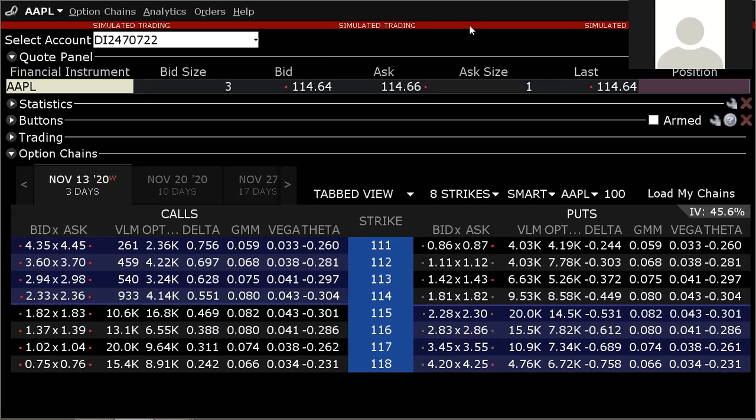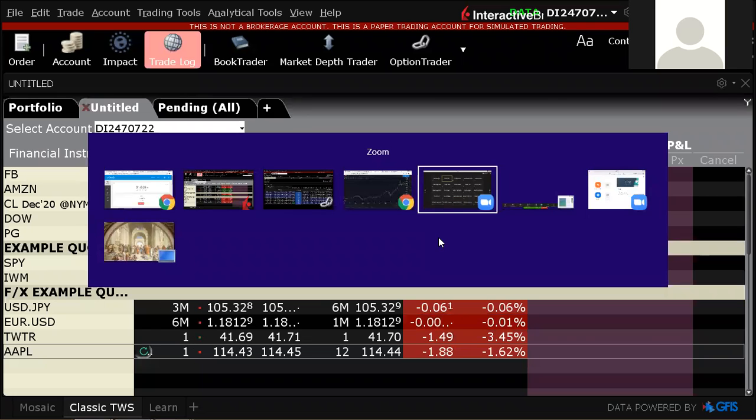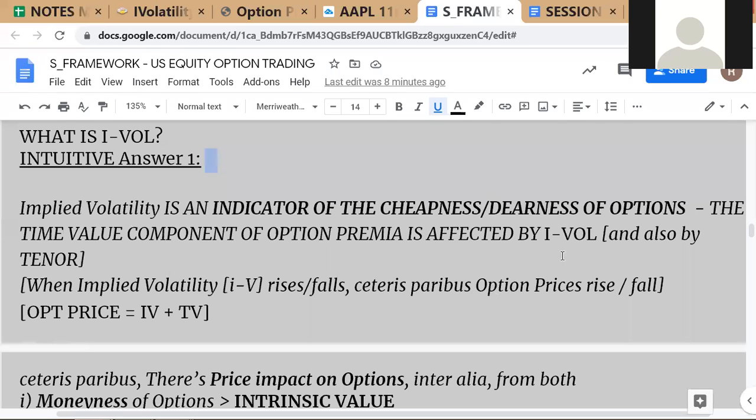All right. So here we have calls and puts. The point we are trying to illustrate here is this. Let me just go back to the notes. Here, we're trying to illustrate the point that we covered the previous time, that this is an indicator of how cheap or expensive the option is.